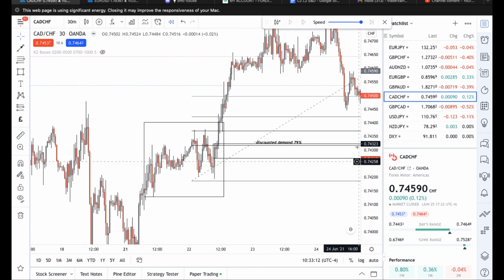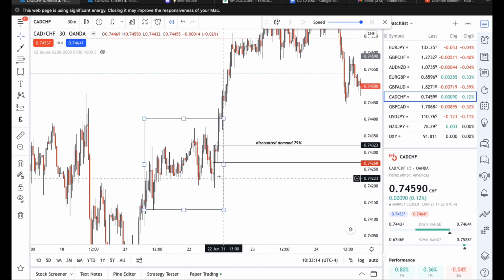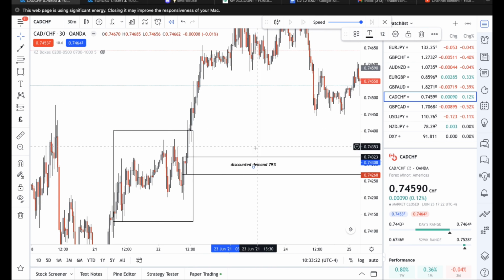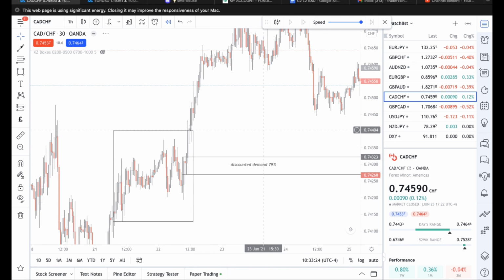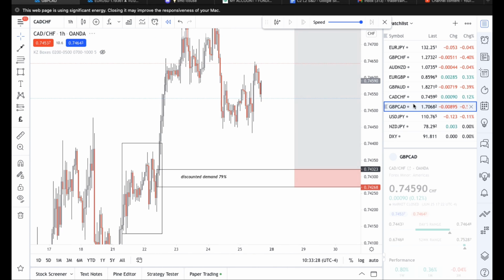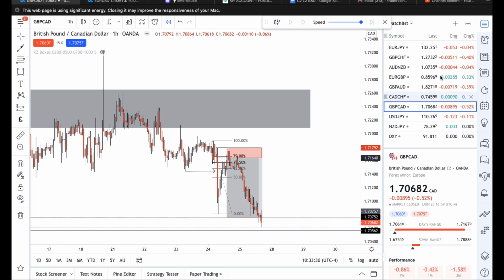And if I head over to that 30-minute, I'm sure I can show you the zone I'm going off with, which is right here. Rally, base, clean indecision candle, and then a rally, right? And we've got this imbalance and that break of structure. That is why I'm looking to take entry off this discounted demand, right? Pound CAD. I already showed you lot this example.